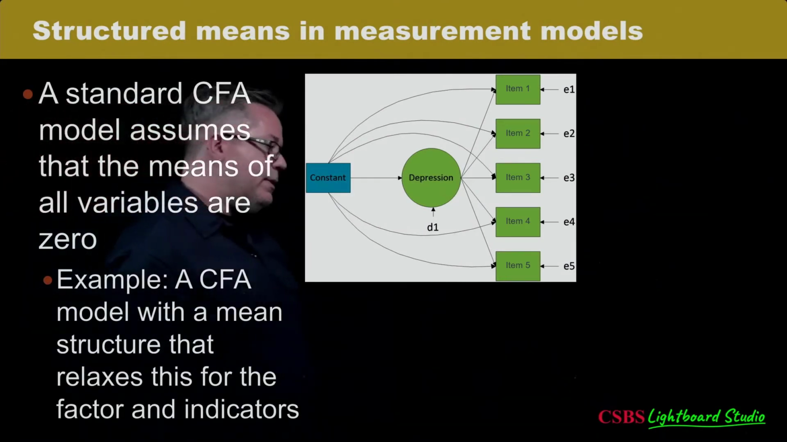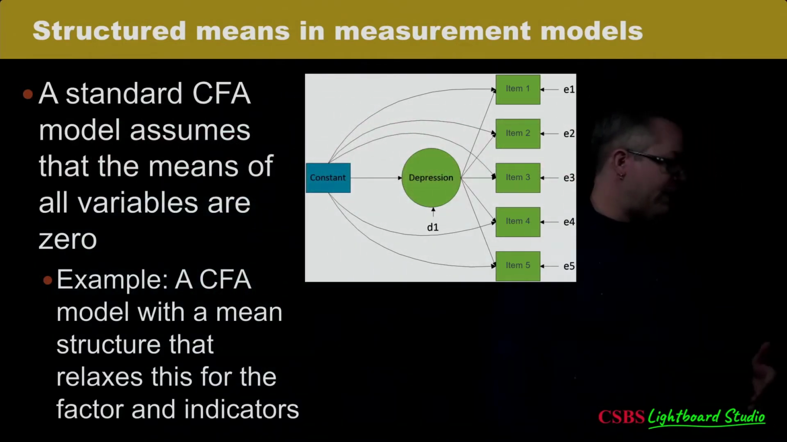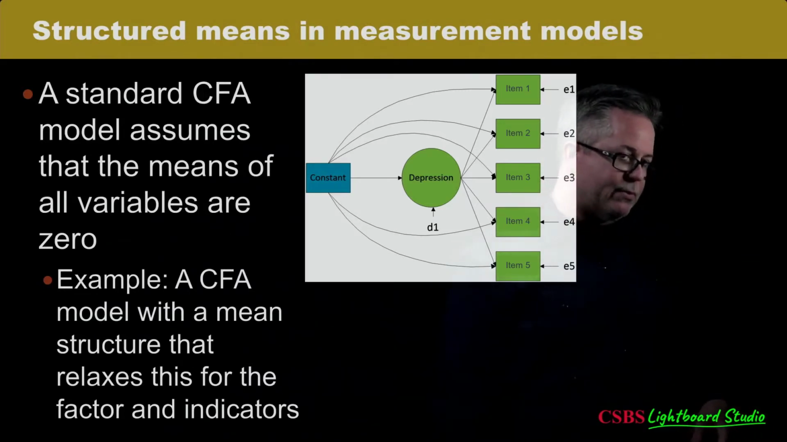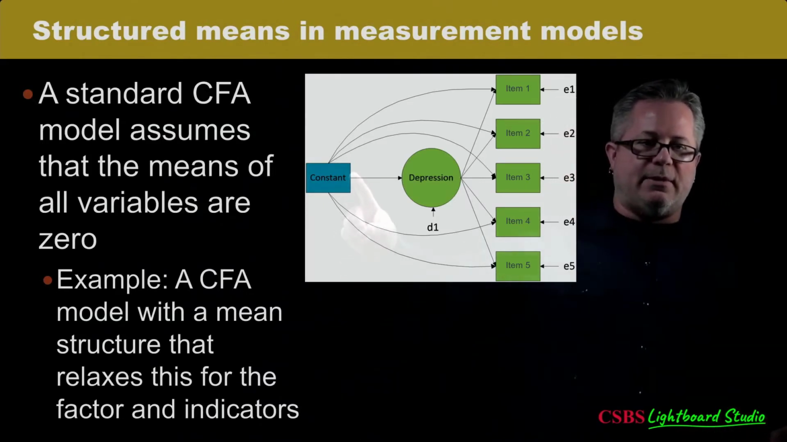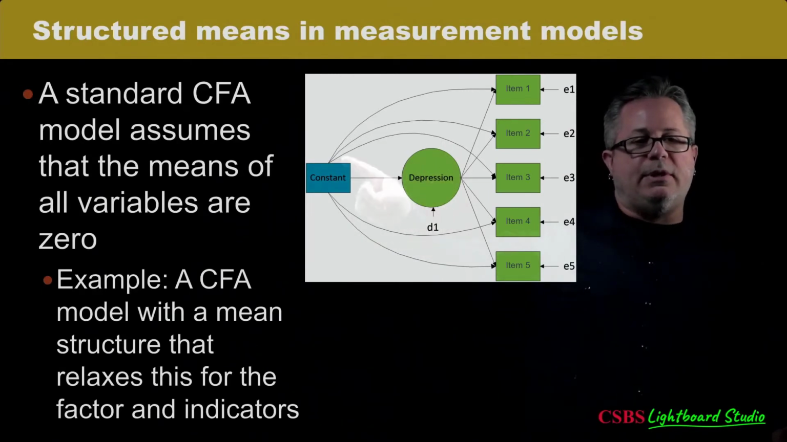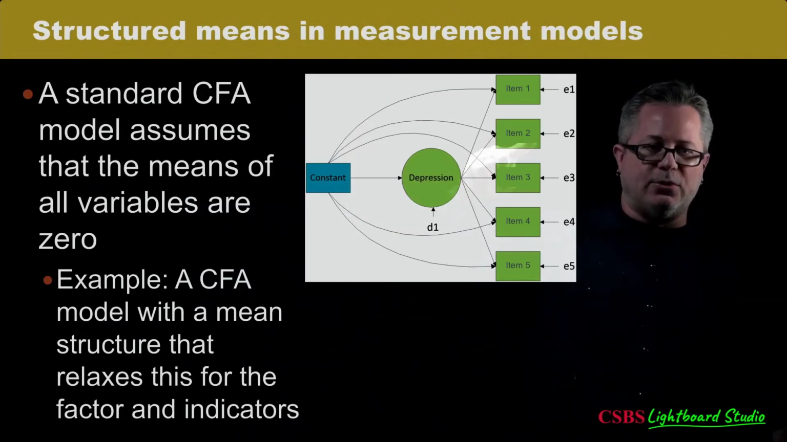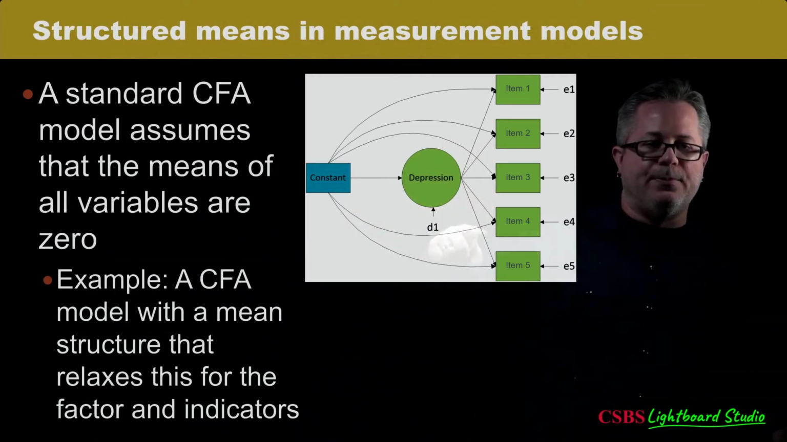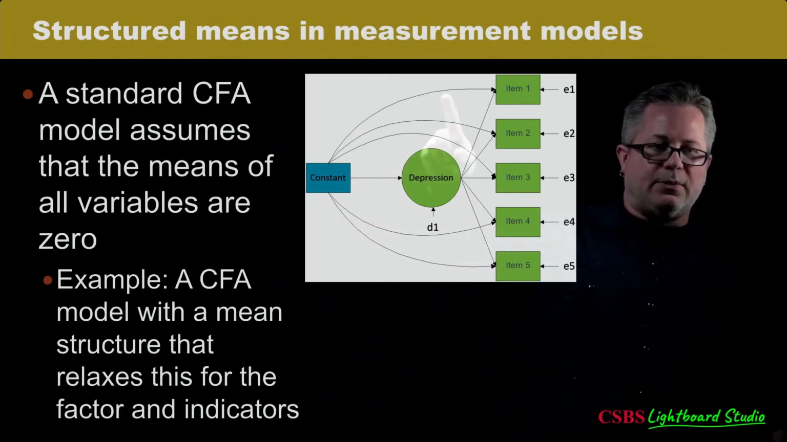So what am I doing here? Here I am, the CFA model with a mean structure that relaxes this for factors and indicators. So instead of assuming that the intercepts for all the items in the factor analysis are 0, we're actually estimating them. We're going to estimate the mean for depression because it's an exogenous variable. So we're getting the mean here. But each one of these is going to be an intercept for item 1, an intercept for item 2, an intercept for item 3, intercept for item 4, intercept for item 5. Because that's where we're able to get what the intercept values are.